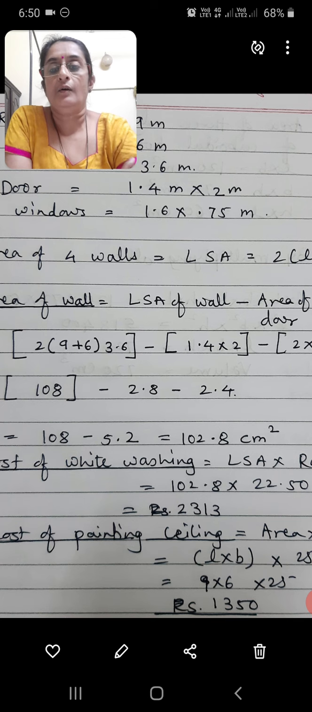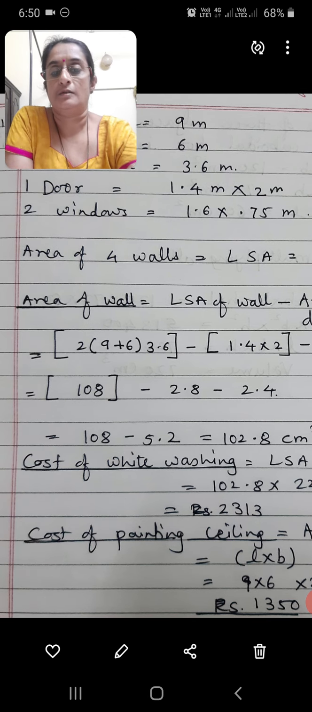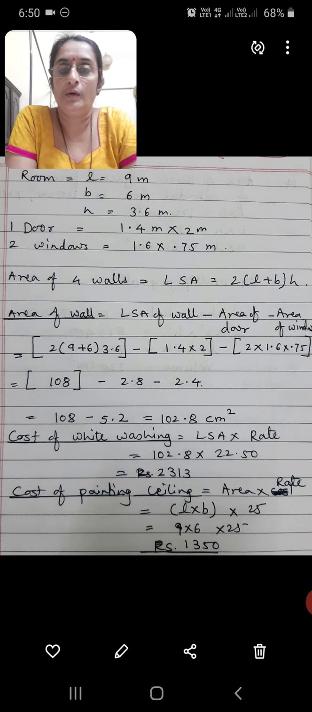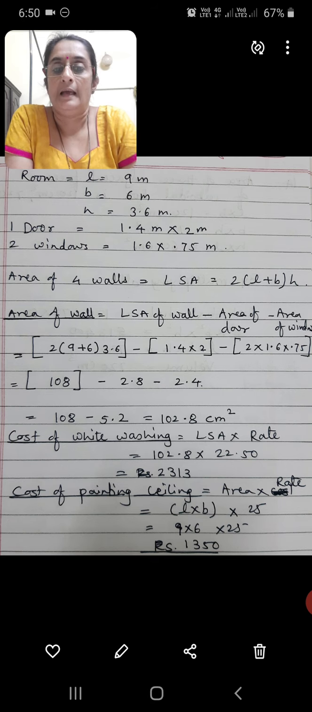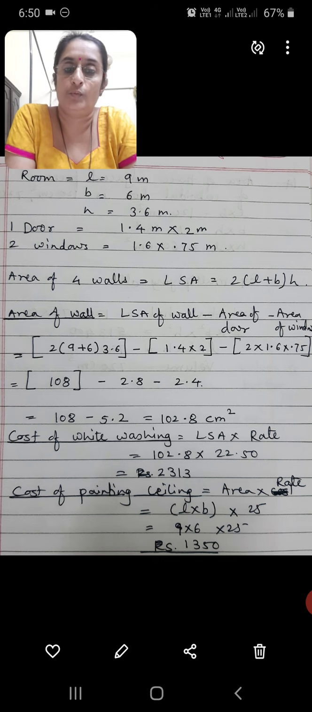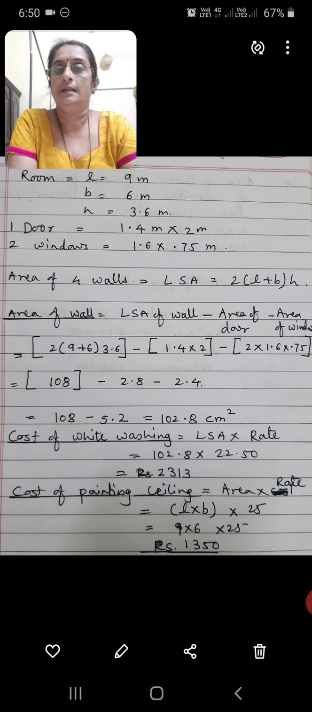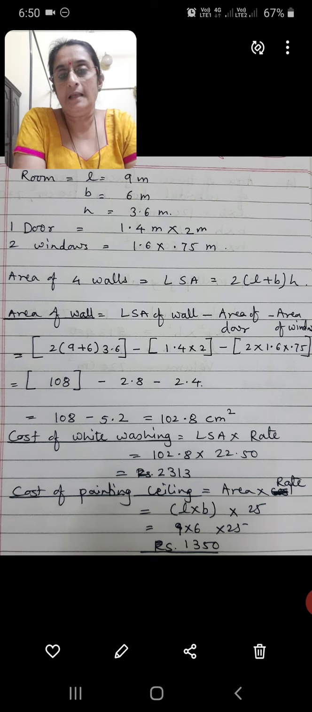Next is the cost of whitewashing. When we whitewash, we are going to whitewash only the walls, not the door and the windows. So LSA into rate. The LSA we got, 102.8, into the rate 22.50. If you multiply that, you will get rupees 2313.